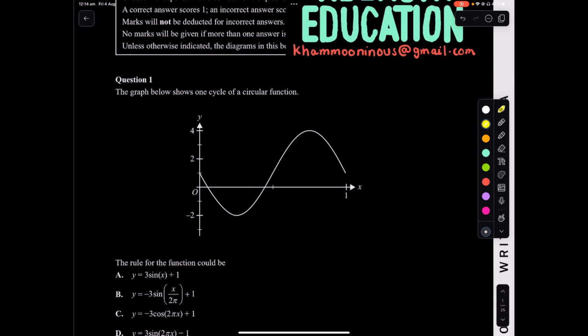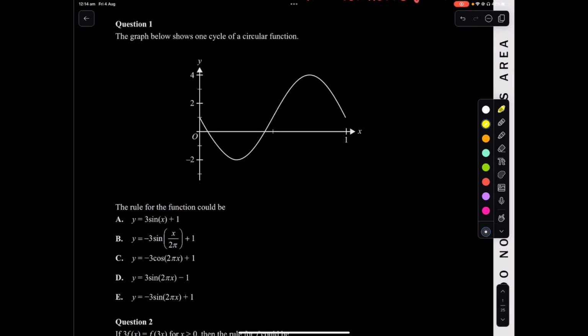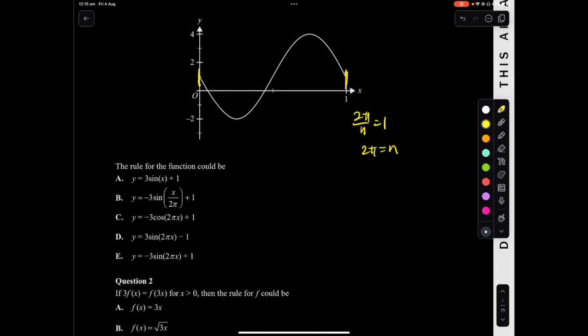The graph below shows one cycle of a circular function. Find the rule for the function that could be. Okay, let's find the actual period. So 2 pi over n, well here n equals 1 because there's just 1 cycle. So 2 pi equals the period. Which ones have 2 pi? 2 pi, 2 pi, 2 pi, these are wrong.